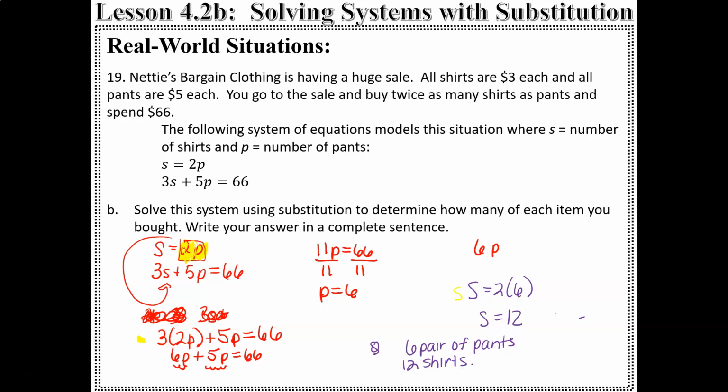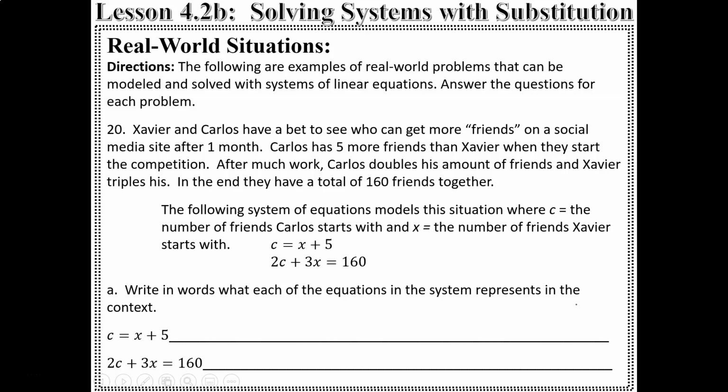Okay, we have one more. Xavier and Carlos have a bet to see who can get more friends on a social media site after a month. Carlos has 5 more friends than Xavier when they start the competition. After much work, Carlos doubles his amount of friends and Xavier triples his, and by the end they have 160. So let's identify the pieces. So this first equation in the system says that the number of Carlos's friends are 5 more than Xavier to start.